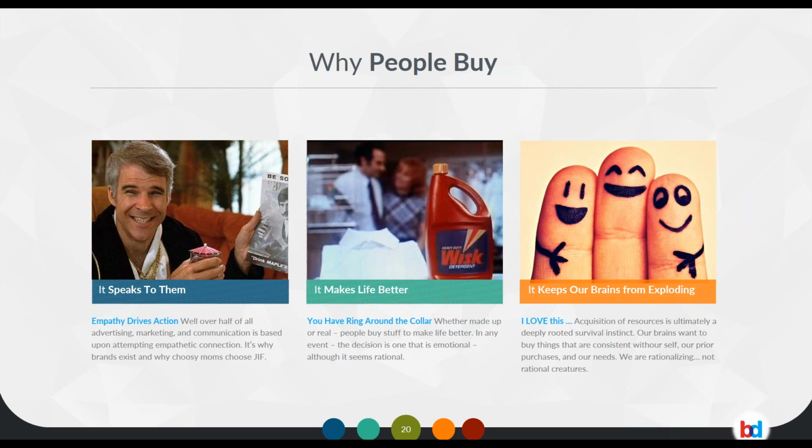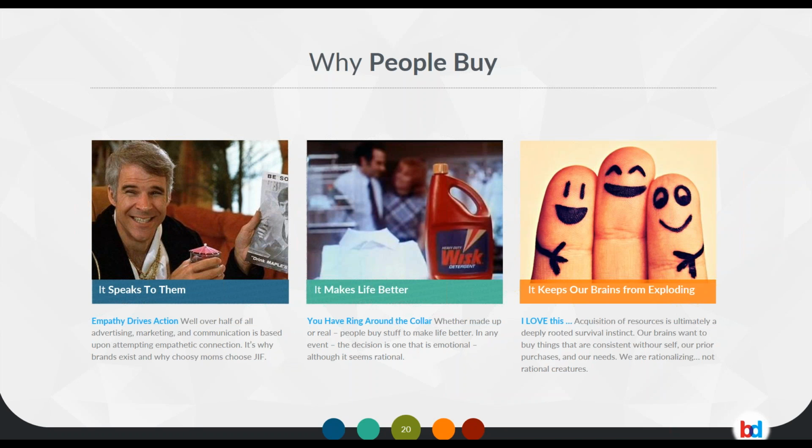The final bucket is it keeps our heads from exploding. One of the things that we have to realize is, it speaks to me, it makes life better, those are for big purchases, by and large, that kind of rationalizing logic. Nobody thinks deep about whether or not to buy a candy bar. Nobody thinks deep about what type of bacon they're going to buy. We just acquire things because we need to acquire things, because our brain tells us we need to go out and acquire resources.